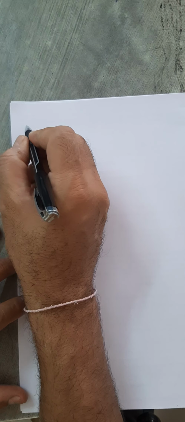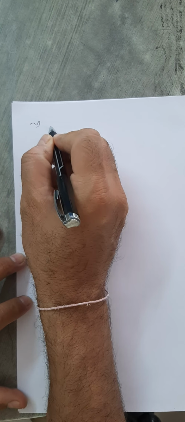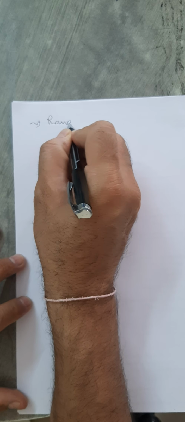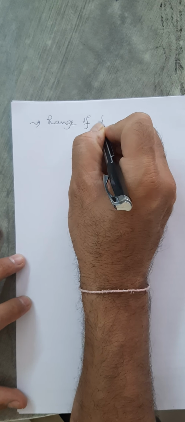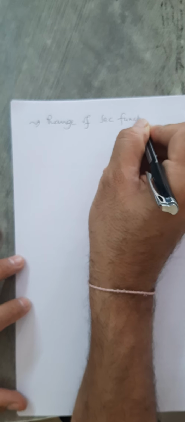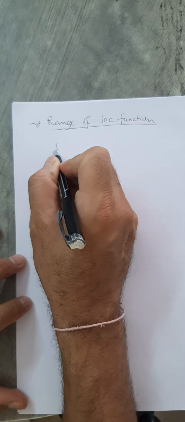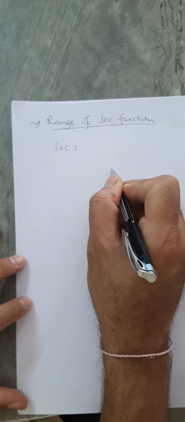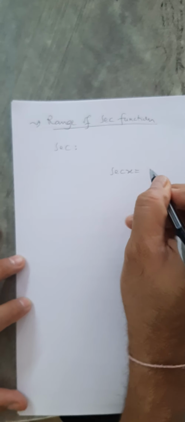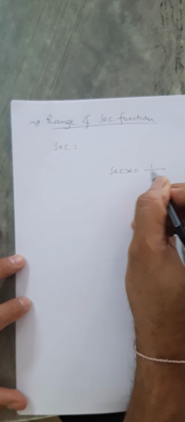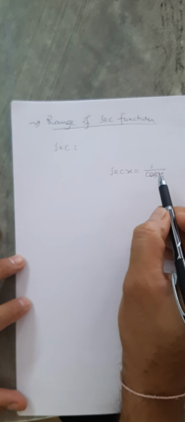So in the last session, we were discussing the range of trigonometric functions. Up to the cosec function we did. Now finally, let's see the range of the sec function. So if you just recall, sec x is the reciprocal of cos x. So sec x is 1 upon cos x.